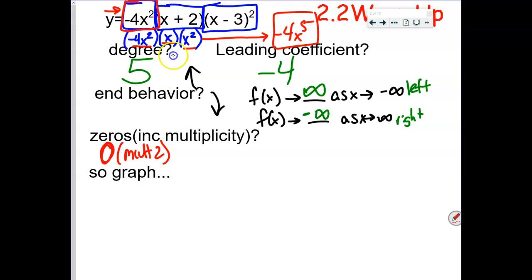You guys see why Cameron said twice? Was it Cameron or Adam? Which one? Okay. So he said twice because of the degree over here. It shows up twice. That's what that means.